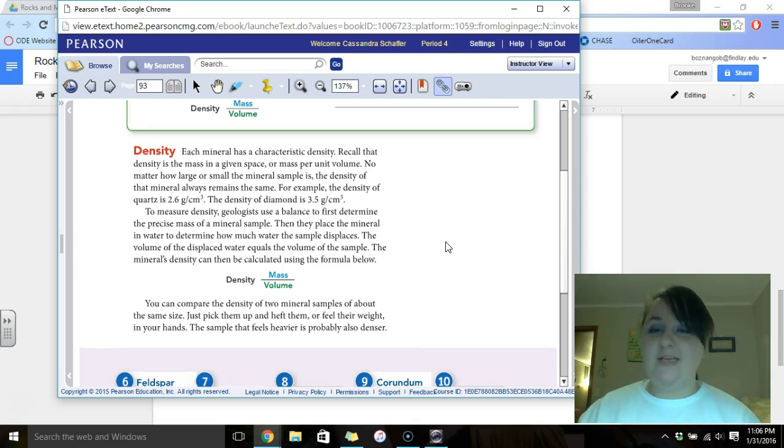To measure density, geologists use a balance to determine the precise mass of the mineral sample. Then they place the mineral in water to determine how much water the sample displaces. The volume of the displaced water equals the volume of the mineral sample. The mineral's density can then be calculated using the formula below. Density equals mass divided by volume.